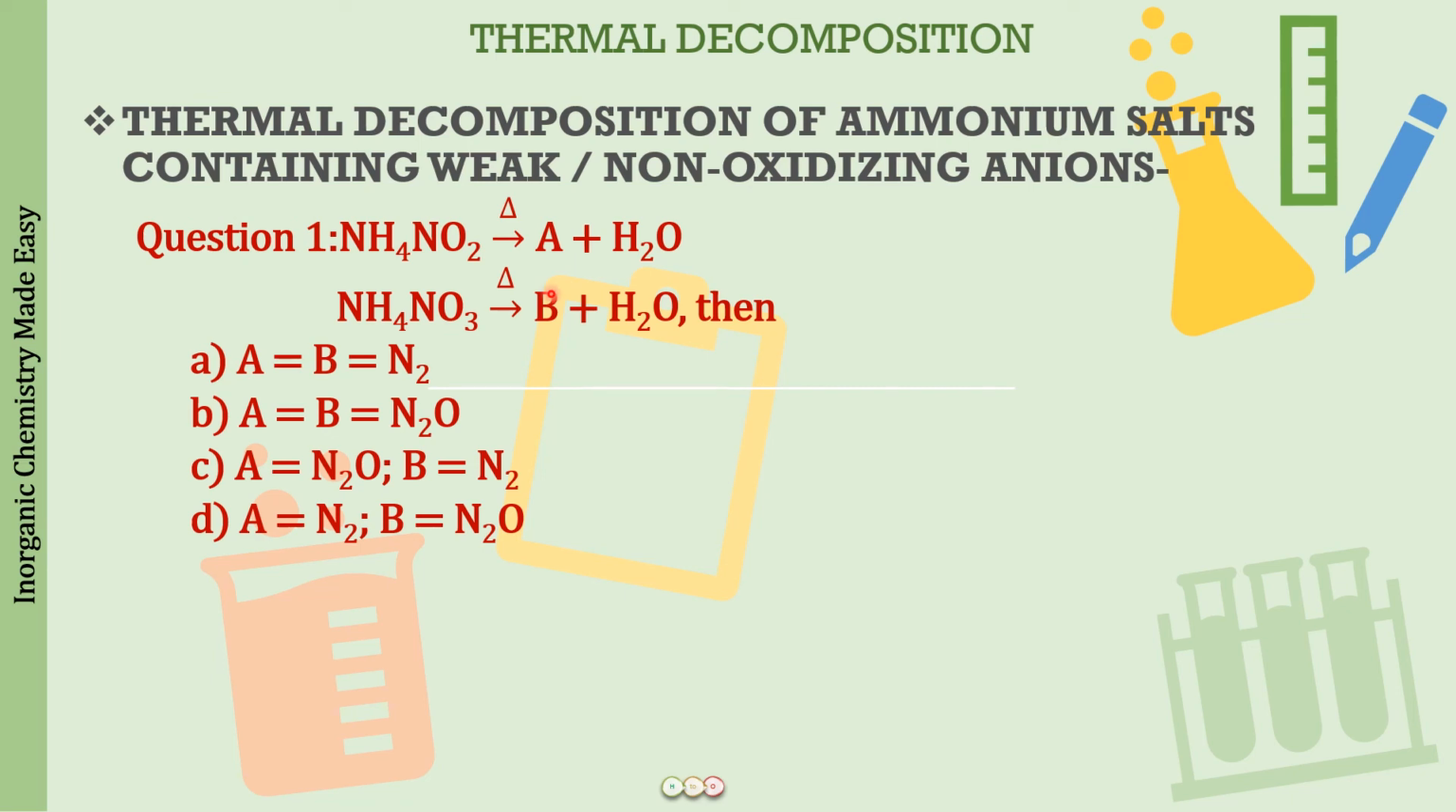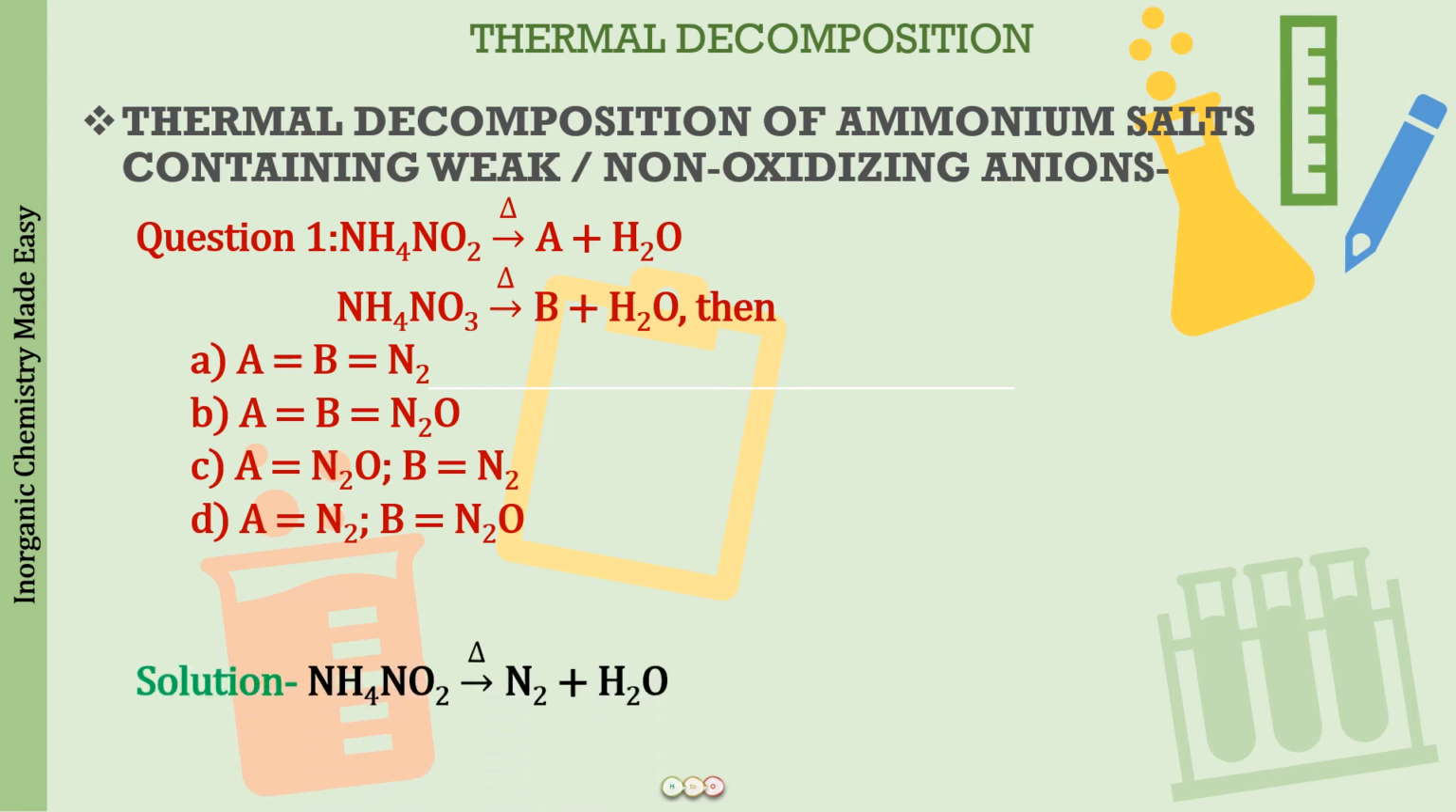Question number 1 says we have NH4NO2 on heating. This gives us A and H2O. NH4NO3 on heating. This gives us B and H2O. What are A and B? Are both of them nitrogen? Are both of them N2O? A is N2O and B is N2. A is N2 and B is N2O. So I think now this should be very easy for you people. We've already done it. So just try it first of all yourself.